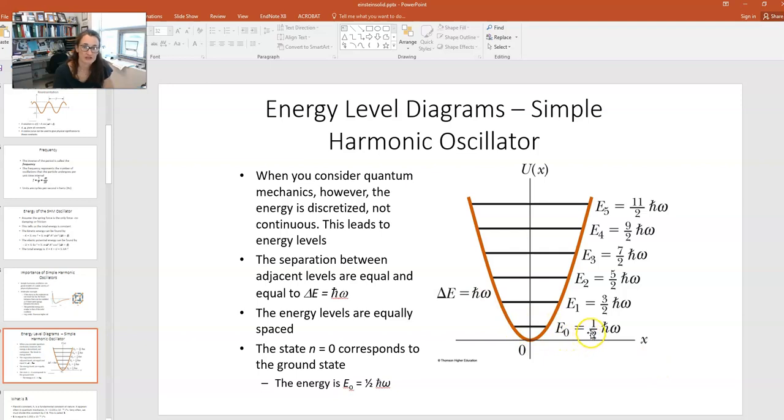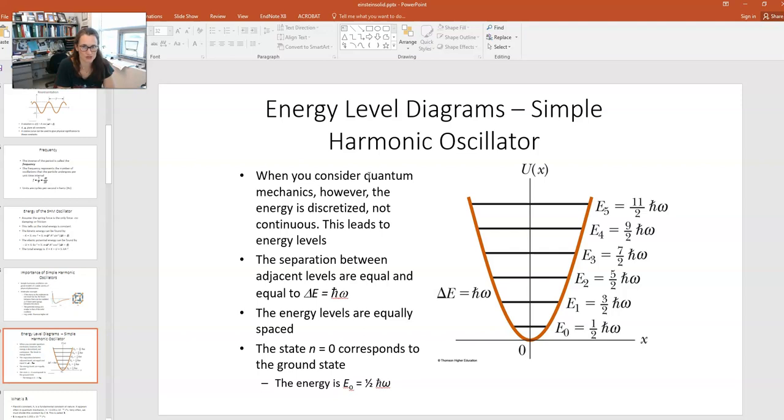So the energy levels in a quantum harmonic oscillator go 1/2 h bar omega, 3/2 h bar omega, 5/2, and so on and so forth. Now remember that the main thing that distinguishes quantum from classical mechanics is that energies cannot be continuous for systems.